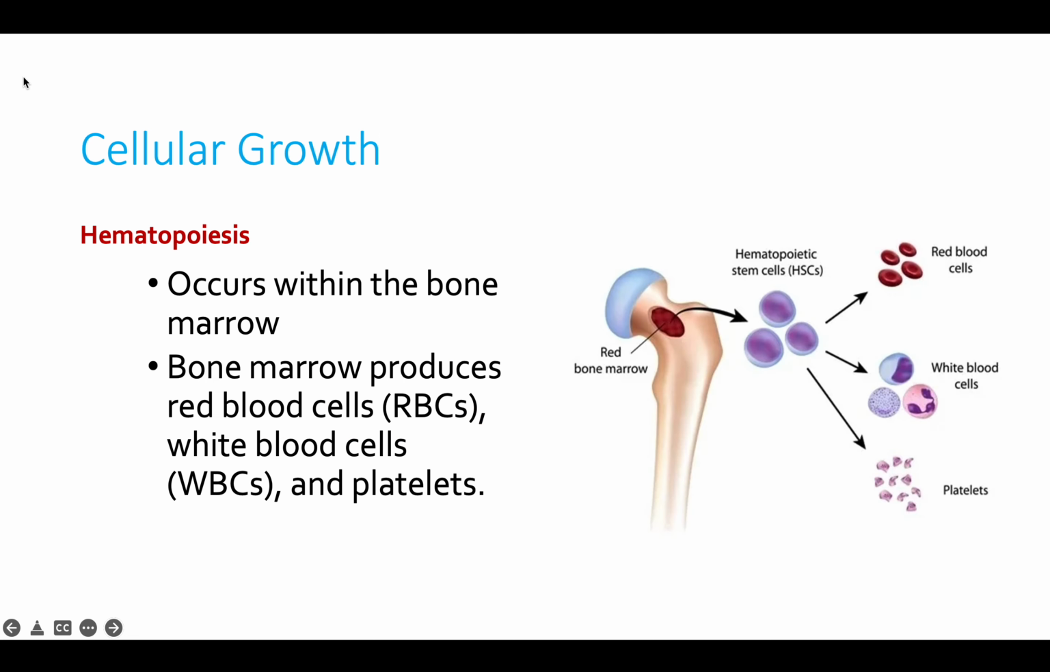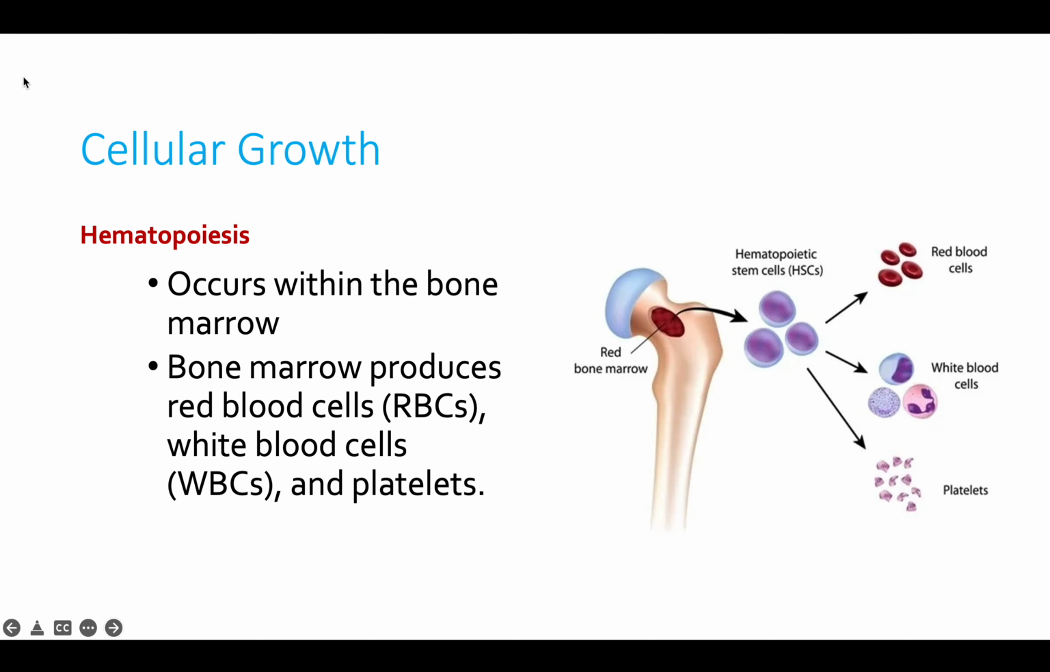So let's talk about cellular growth. Cellular growth occurs through a process called hematopoiesis. And hematopoiesis begins in the bone marrow. When we look at how that occurs, we know it occurs inside the red marrow of the bone. And it is stimulated by something called hypoxia, or low oxygenation, which will stimulate the production of cells. In the bone marrow is where everything starts to happen.